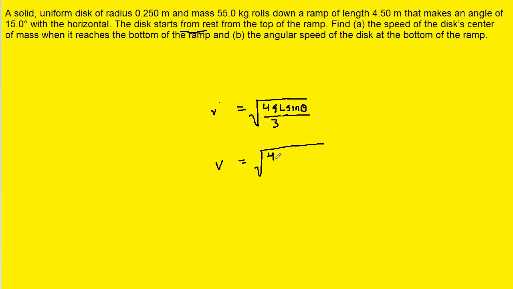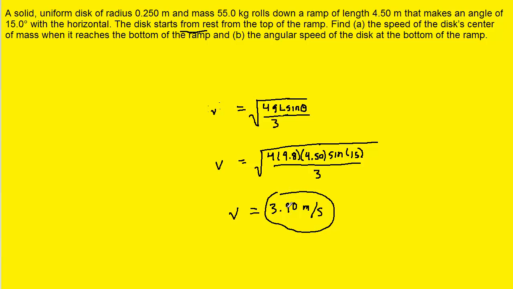So once again, g is 9.8. The length was given to us as 4.5. And then we know that the sine of theta is going to have to be the sine of 15 since theta was given. And then we'll divide this by 3. So you can pick up your calculator and very carefully plug this in. Make sure your calculator is in degree mode. When you do that, you should get 3.90 meters per second. So this is the correct answer to part A.